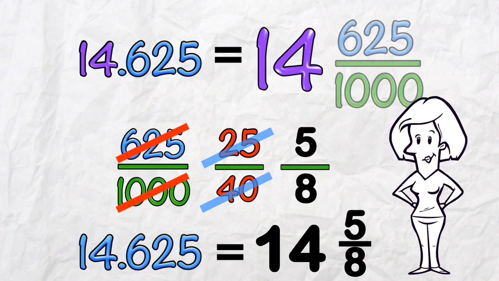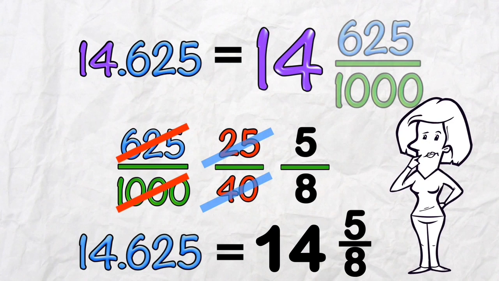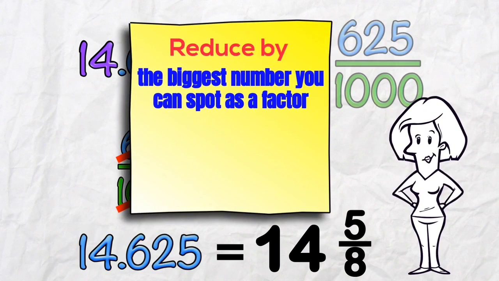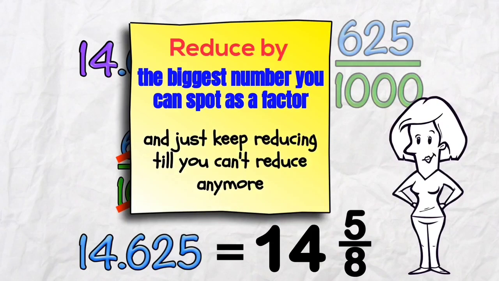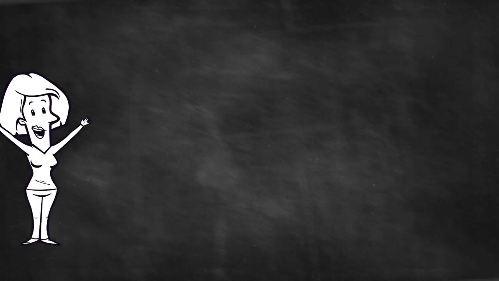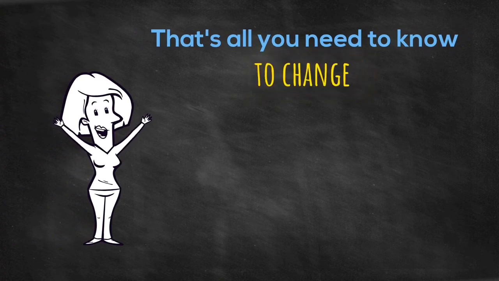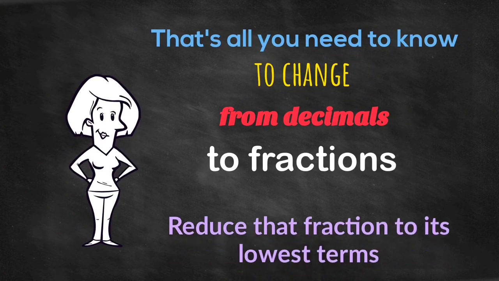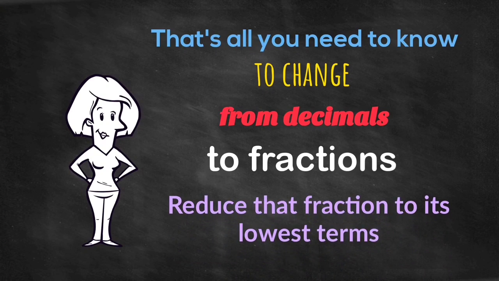Clear? You can also use multiple ways to reduce 625 over 1000. Just remember, reduce by the biggest number you can spot as a factor and just keep reducing till you can't reduce anymore. That's all you need to know. To change from decimals to fraction, reduce that fraction to its lowest term. I hope this part is clear.